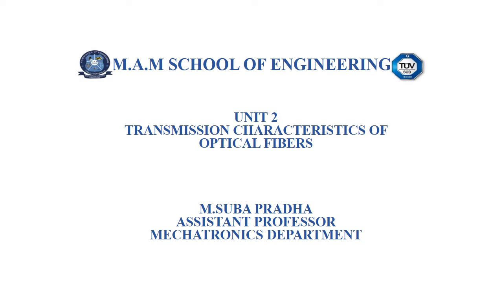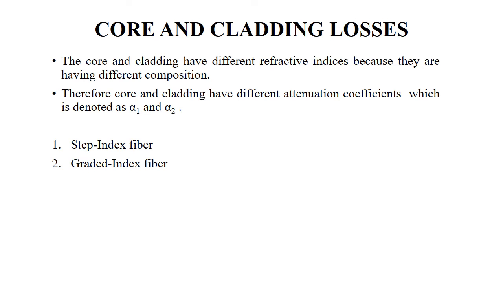Today we are going to see about the unit 2 core and cladding losses in signal dispersion and its intersymbol interference part. Core and cladding losses. The core and cladding have different refractive indices because they have different composition. Therefore, core and cladding have different attenuation coefficients, denoted as alpha 1 and alpha 2. Here we have two types, that is step index fiber and graded index fiber. Let me see one by one.